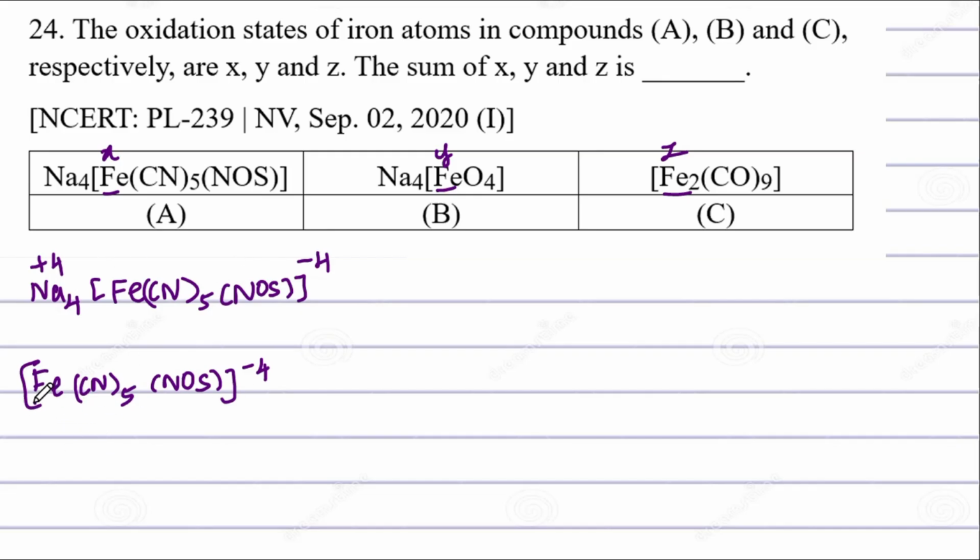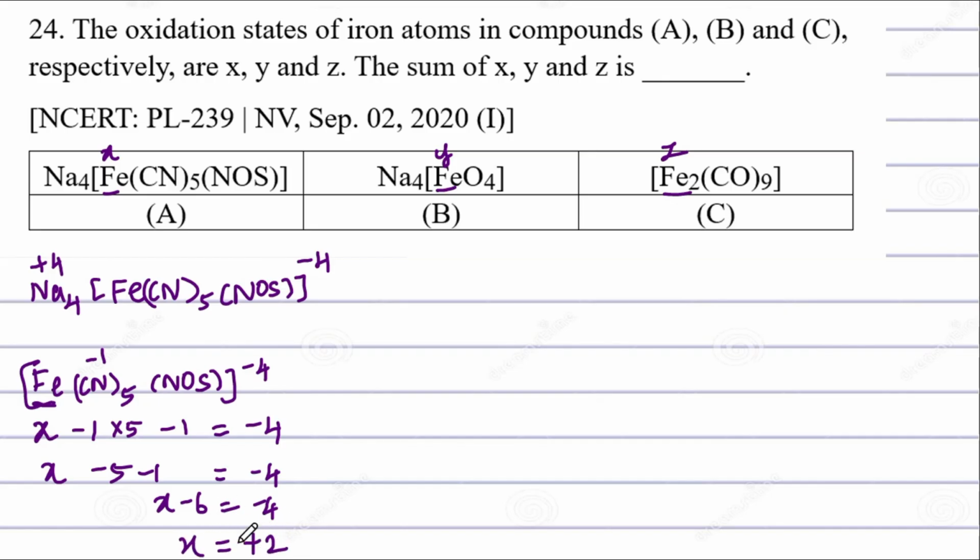Now let us find the oxidation state of iron. X, cyanide ion has the charge of -1, so -1 into 5, and the thionitrite ligand also has the charge of -1, and everything is equal to -4. So X - 5 - 1 equal to -4. X minus 6 equal to -4. So the value of X is -4 plus 6, that is +2. So the oxidation state of iron is +2, and the value of X is +2.